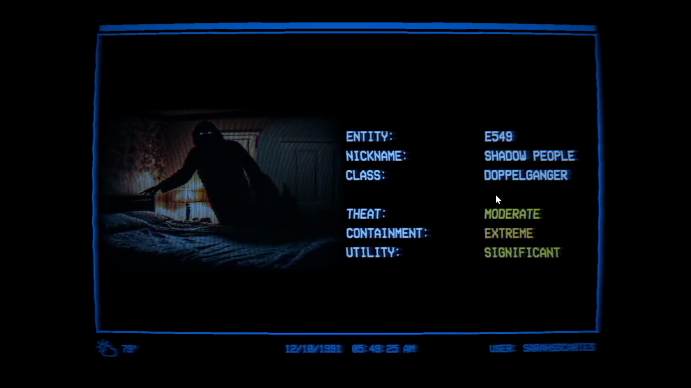Entity, E549. Nickname, Shadow People. Class, Doppelganger. Threat, Moderate. Containment, Extreme. Utility, Significant. Shadow People, or night terrors, torment their prey during nights when there is low visibility, often in bedrooms, when the prey is sleeping.